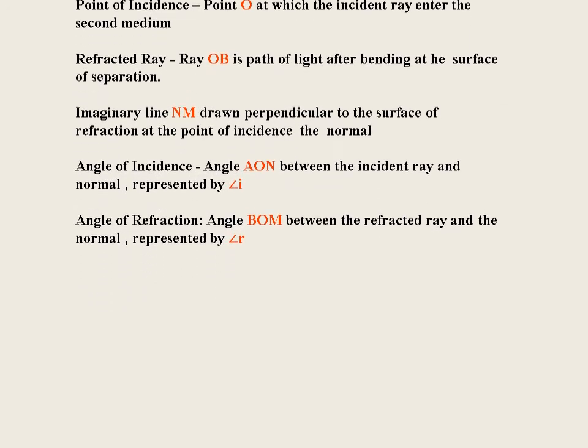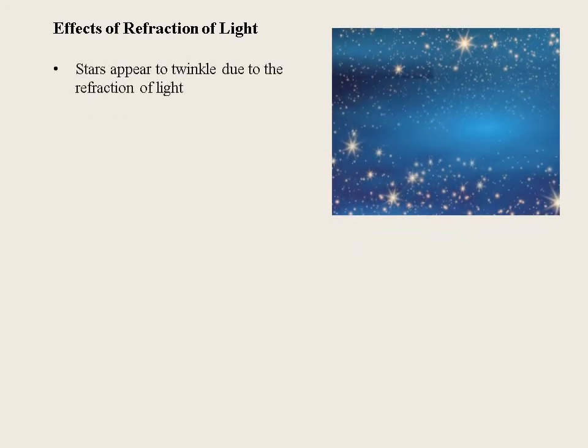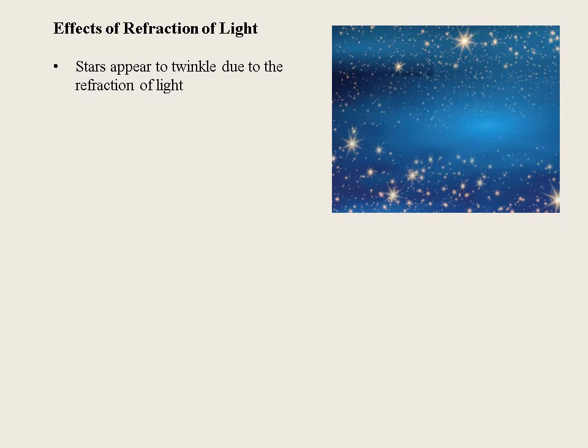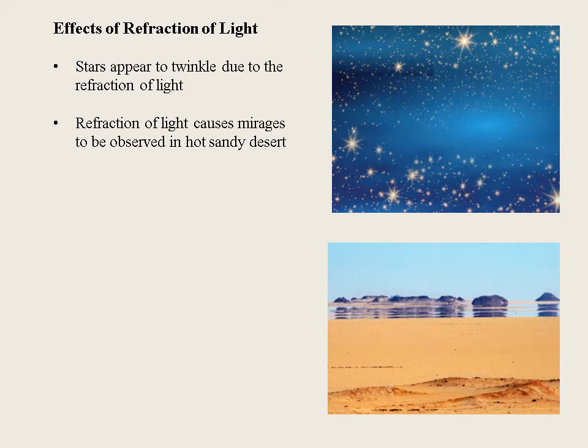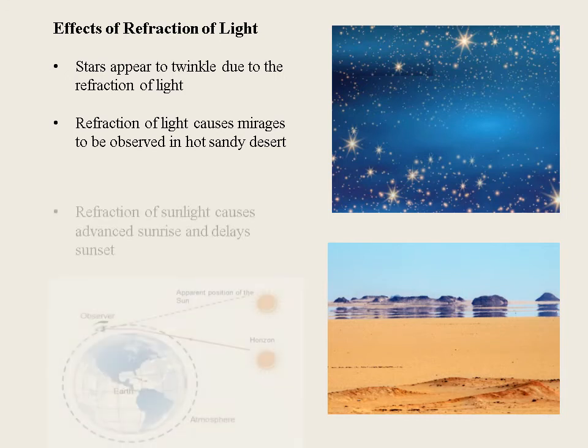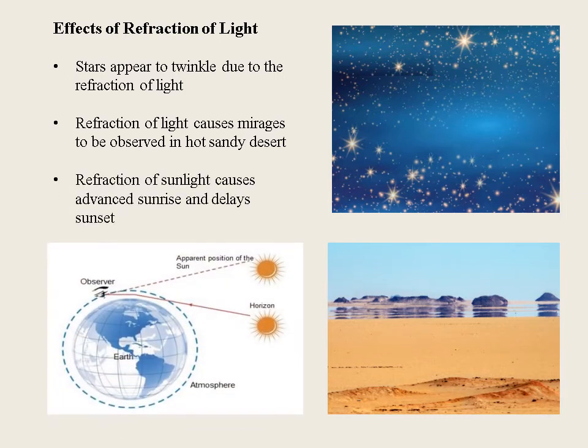Effects of refraction of light. Our atmosphere also refracts light. It is made up of different layers. When light from any source passes through the layers of our atmosphere, it undergoes refraction many times. For example, stars appear to twinkle due to refraction of light coming from them. Refraction of light causes mirages to be observed in a hot sandy desert. The refraction of sunlight causes advanced sunrise and delayed sunset.